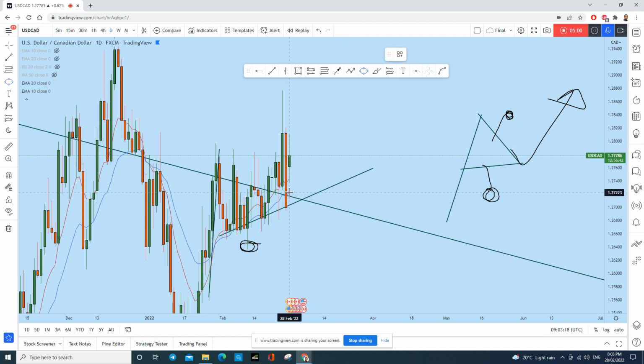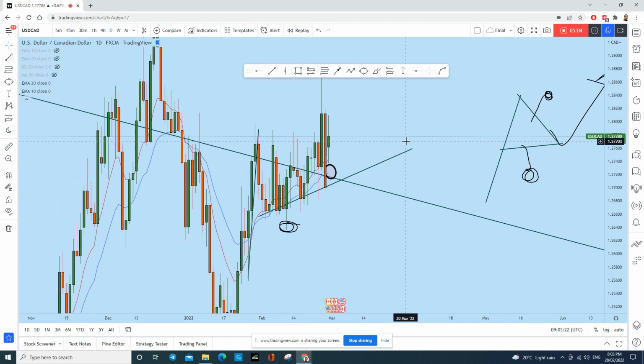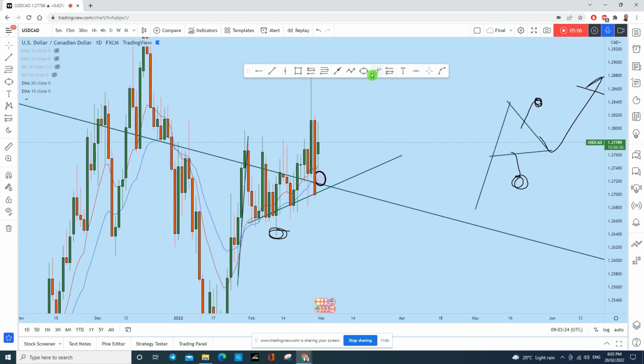As you can see, this is the blue line on the daily time frame, the 20 period moving average. During the high impact news release, it is highly likely that USD CAD will come down here, test this 20 period moving average, and will shoot up. And this is the high area of value where you see this resistance, this support, this 20 period moving average.